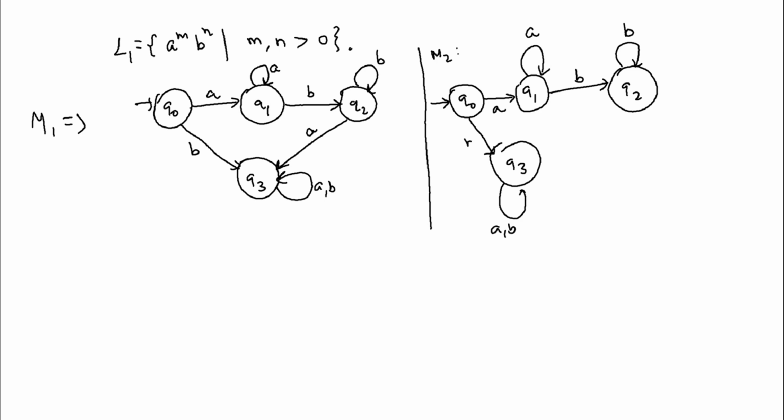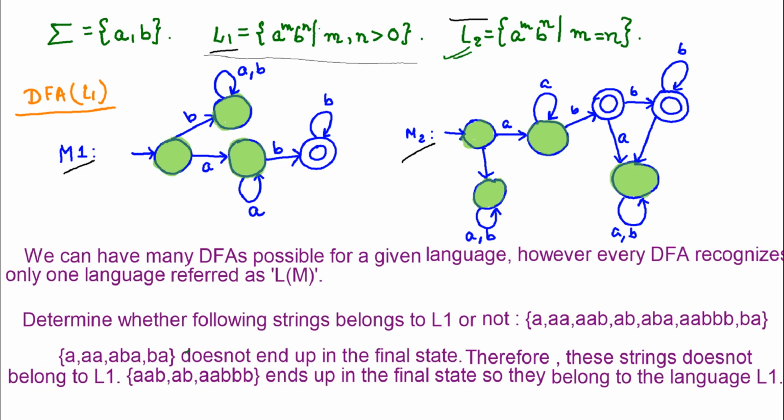Q0, when it sees B, it goes to a dead state Q3. And Q2, when it sees B, it can go to another dead state, say Q4, on A comma B. So for one language L1, you are able to construct two different DFAs for it. So we can have many DFAs possible for a given language. However, every DFA recognizes only one language, referred to as L of n, that we have seen in the last video.